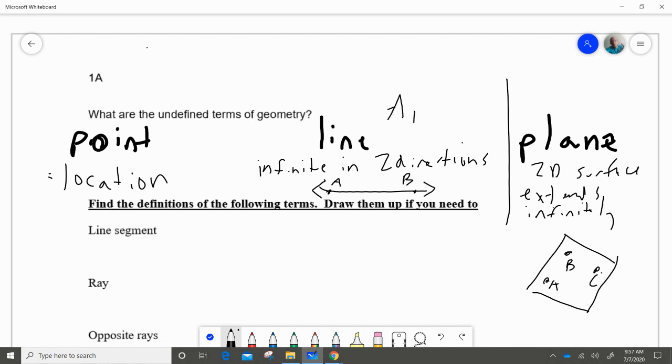So here, this is line AB. That would be the symbol for it. A point would be something like that, point A. And a plane has a symbol of a little rectangular thing, and that would be plane ABC with 3 points. Those are the three undefined terms of geometry, and those are the symbols for them.